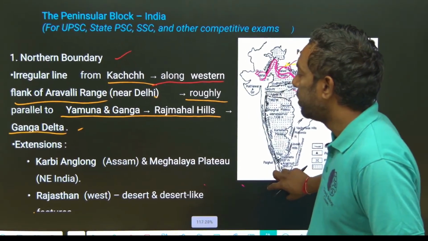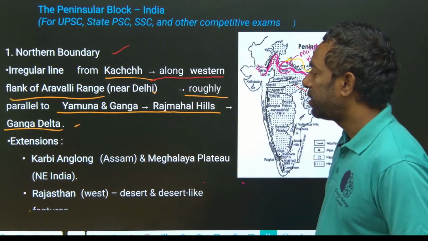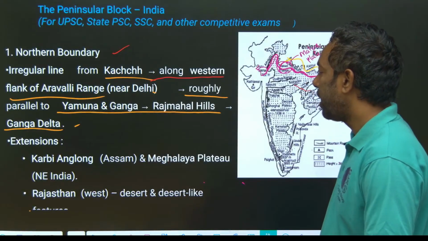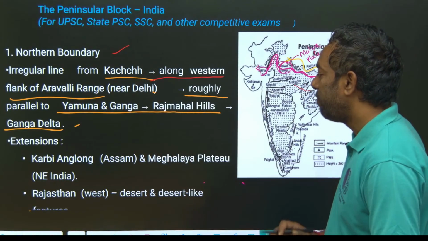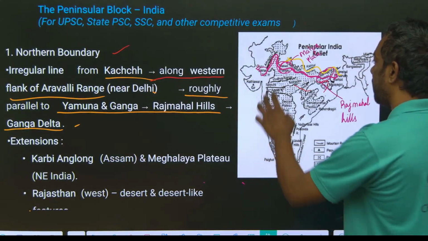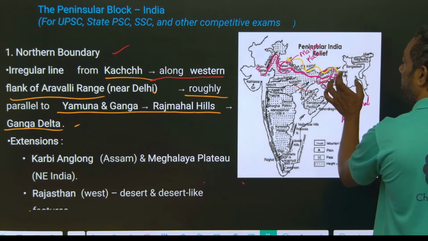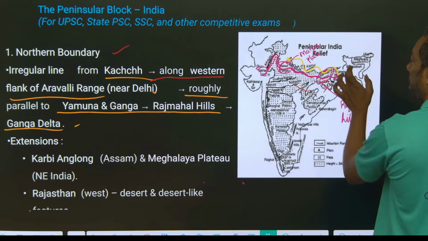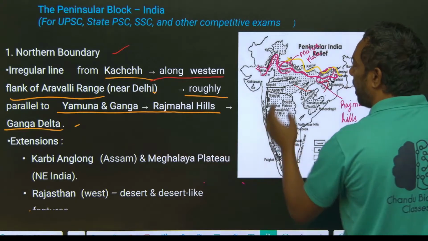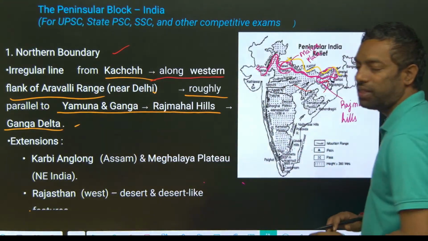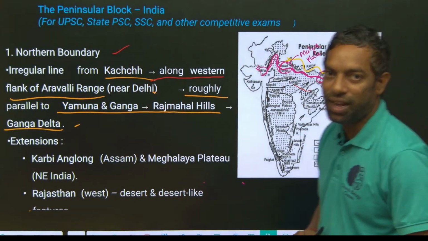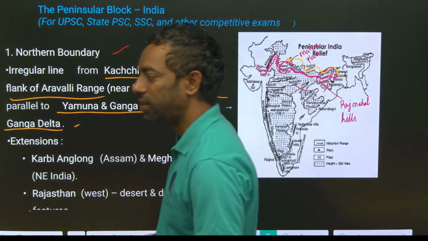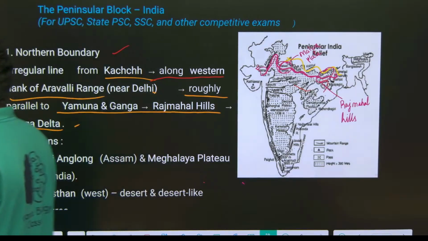Its extension includes the Assam-Meghalaya plate in the northeast and the west Rajasthan desert. From Rajmahal up to the Meghalaya plate, and from Gujarat in the west to Meghalaya in the east, this is the northern plate, guys.